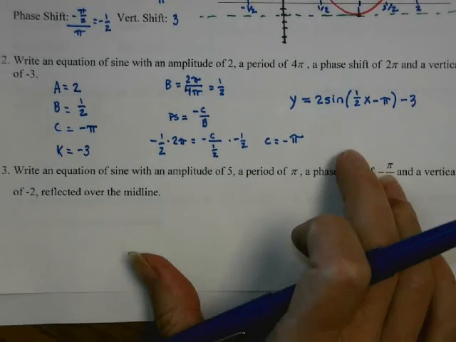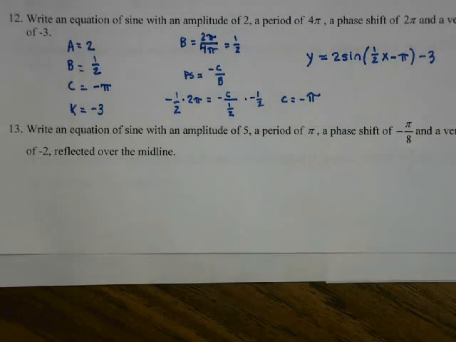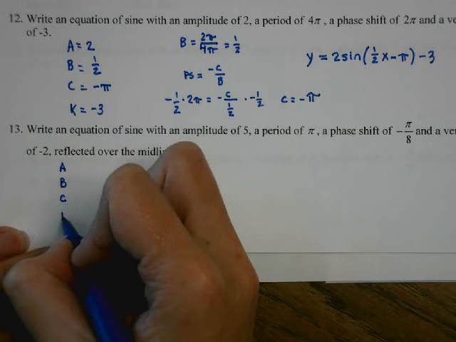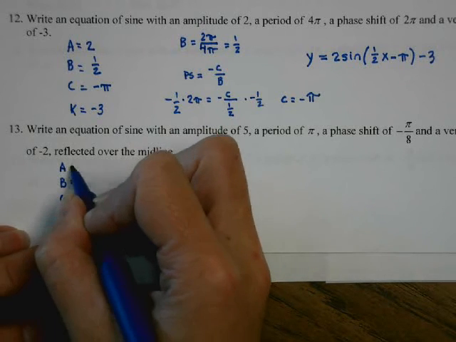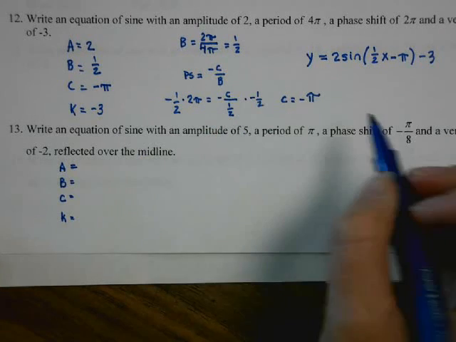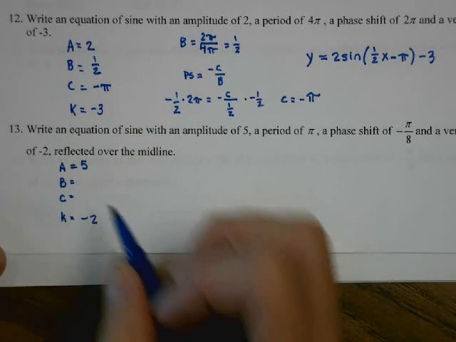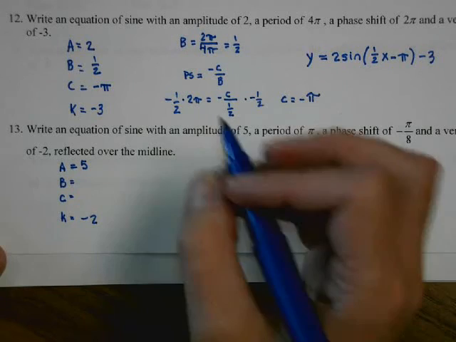Okay, let's do one more. An equation with an amplitude of 5, period of pi, phase shift of negative pi/8, and a vertical shift of negative 2, reflected over the midline, which means it's negative. So we need A, B, C, and K. Okay, A is 5, vertical shift negative 2. B and C require some calculations.